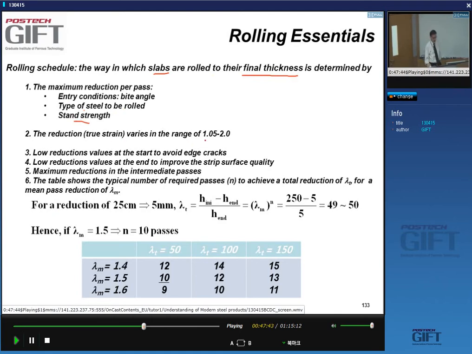And the amount of strain you give is, in terms of true strain, order 1 to 2. You tend to give relatively low amounts of strain at the beginning because the slab's very thick, and you may get cracks if you do too large deformations. And towards the end, you also do smaller amounts of deformation because that has an impact on the surface quality.